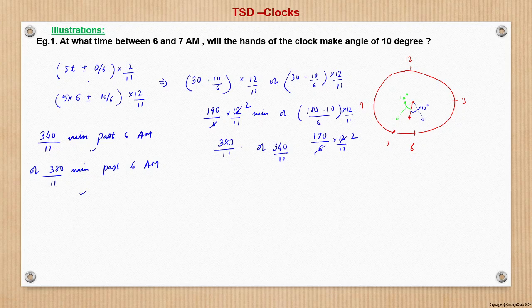Now a few of you might be wondering about this relationship here. How did we obtain it? We had discussed this extensively in the previous session, but for those who missed it, I just take it up again here. For any generic t, say between 5 and 6, let us suppose: at what time between 5 and 6 will the angle between the hour and the minute hand be, let's say, theta equal to 30 degrees?